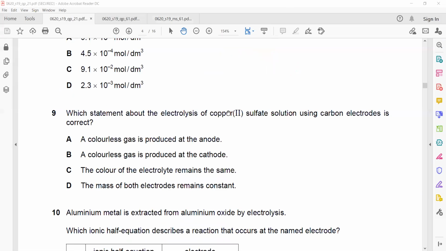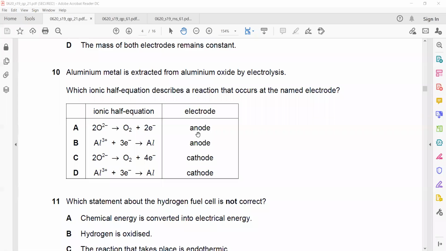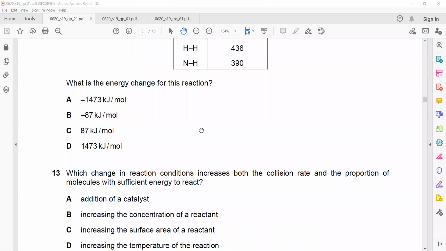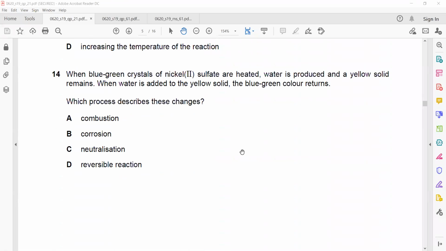Any doubts from question 11 to question 20? Question 11 to question 20.